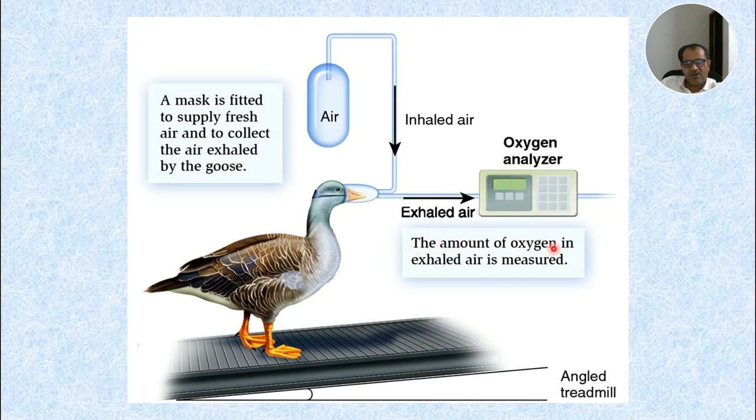Especially the amount of oxygen in inhaled and exhaled air is measured. So always there was less oxygen in the exhaled air. So this is like a treadmill, means this part was moving and the duck was walking, and at that time it used to suck the air from this air container, then it used to exhale, then the oxygen analysis was measured by the angled treadmill.